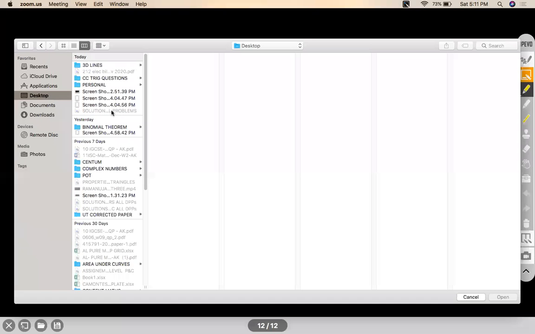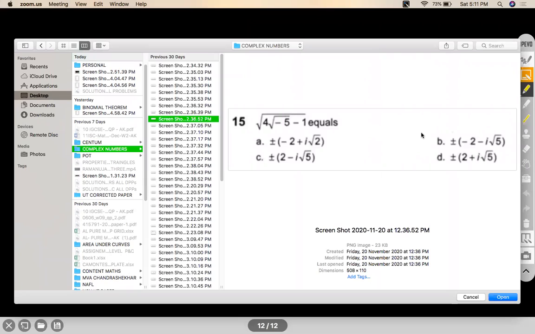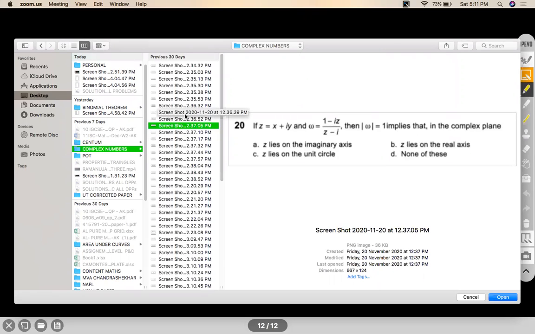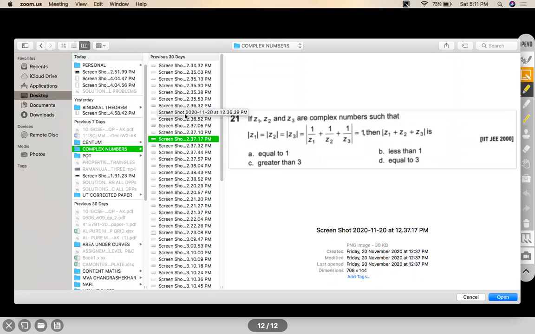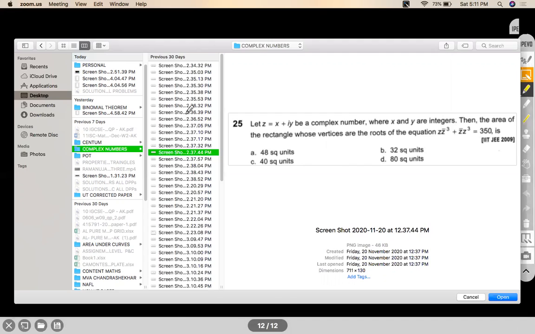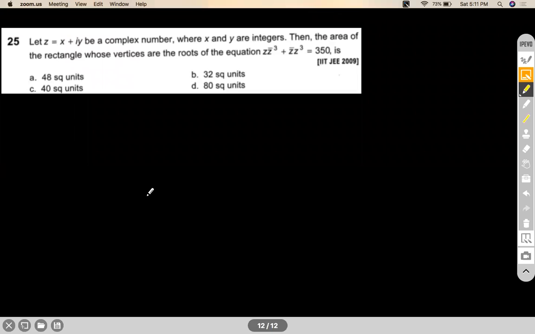Next. If z is x plus iy, where x and y are integers, find the area of the rectangle whose vertices are the roots of this equation.